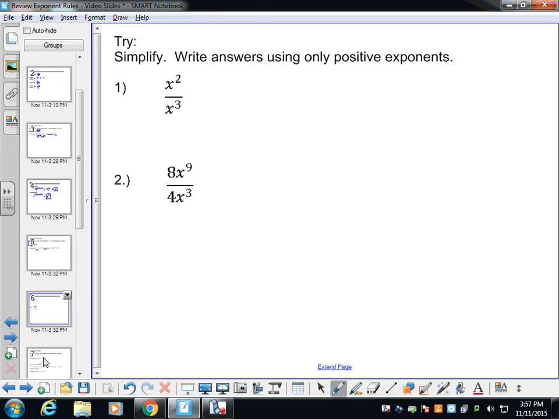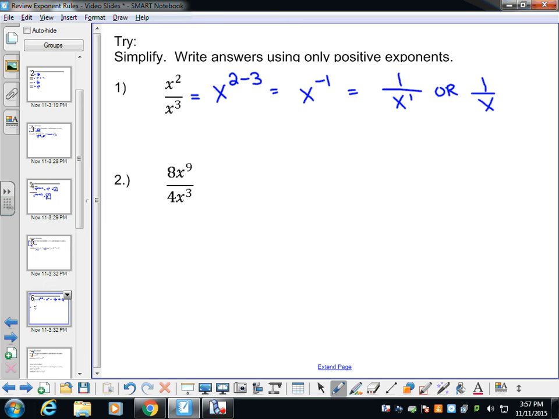Take a minute, try these on your own. Now, simplify, write my answer using only positive exponents. So for the first one, x squared divided by x cubed is x to the 2 minus 3, which is x to the negative 1, which is really 1 over x to the first, or just 1 over x.